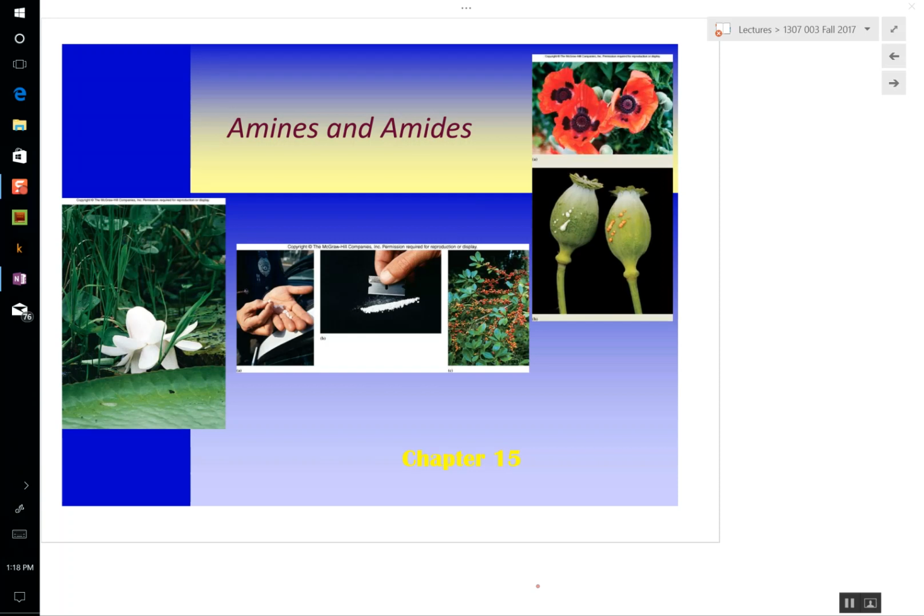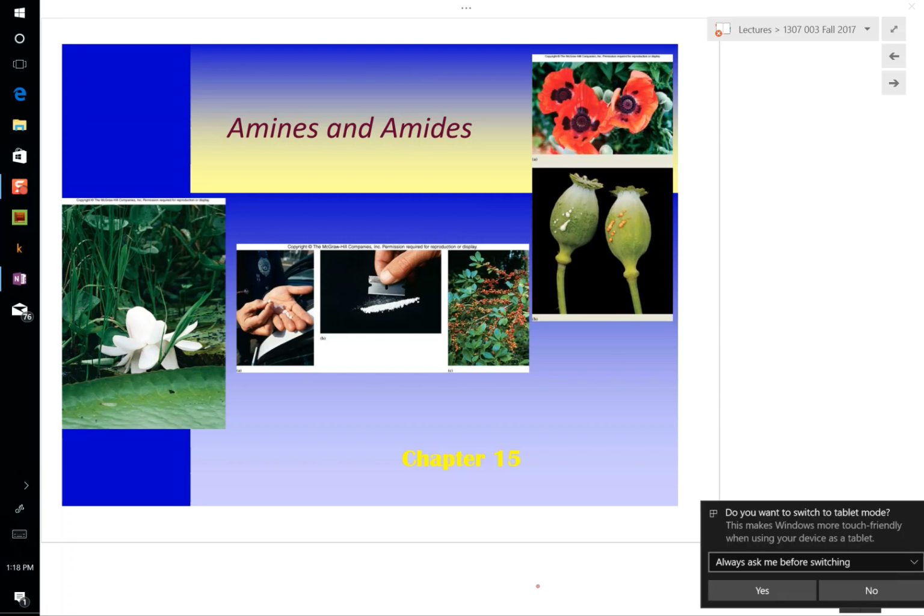Okay, chapter 15, amines and amides. In chapters 10 and 11, we looked at just two elements, carbon and hydrogen, maybe a little bit of halogens, but predominantly carbon and hydrogen. In chapters 12, 13, and 14, we added oxygen: carbon, hydrogen, and oxygen. In chapter 15, now we're adding one more element, nitrogen.